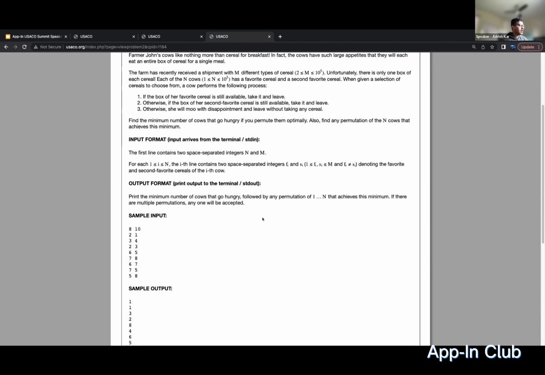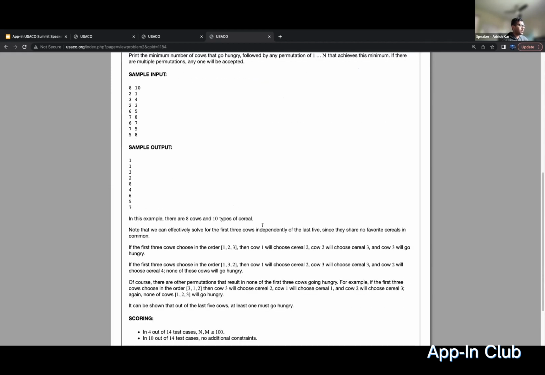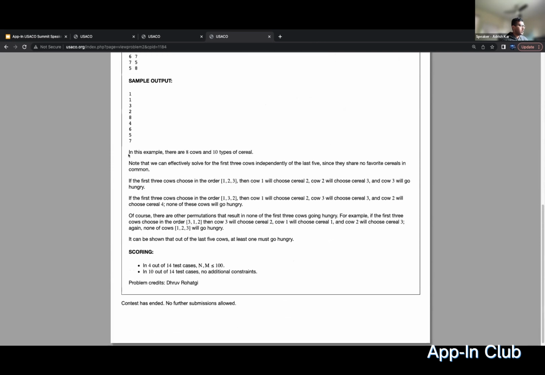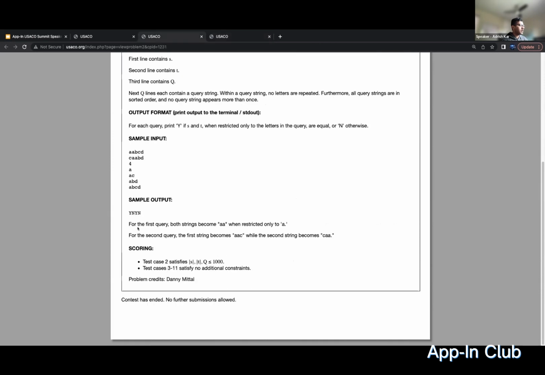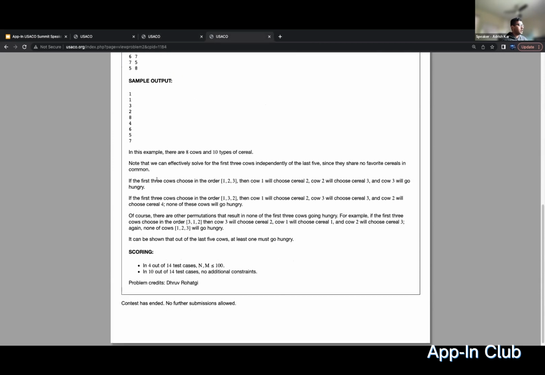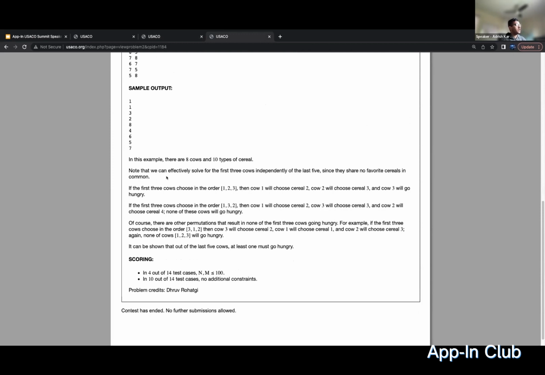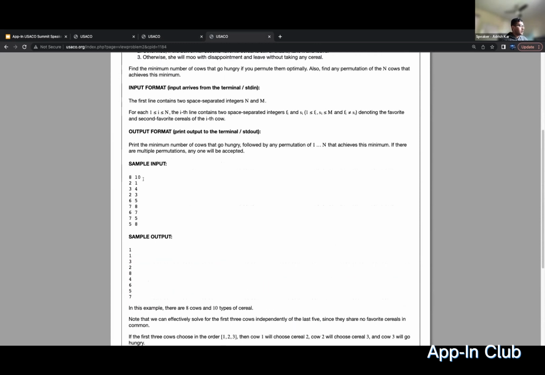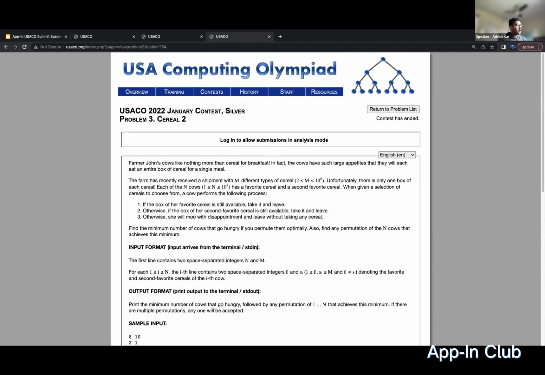Looking at the sample input and output, we can go through this on the whiteboard, but notice that they have some notes over here. It's sometimes helpful to look at what they say, because as is the case with this problem, the notes that they leave over here actually turn out to be pretty helpful. So I'll shift back to my whiteboard.